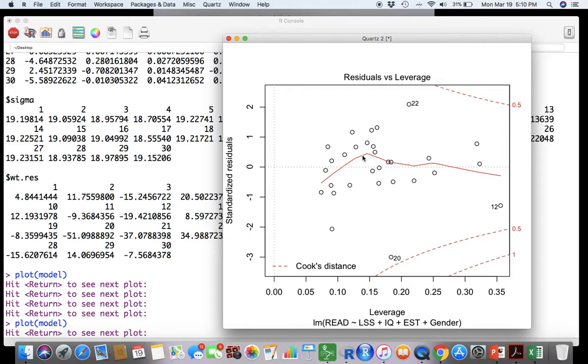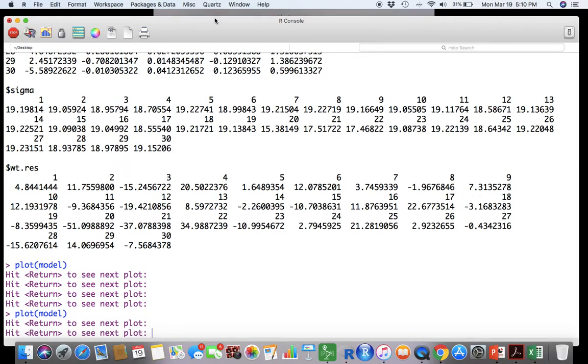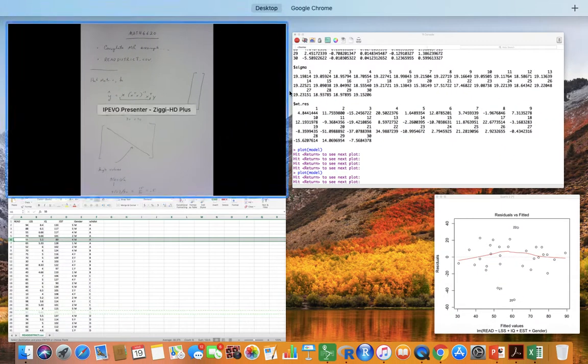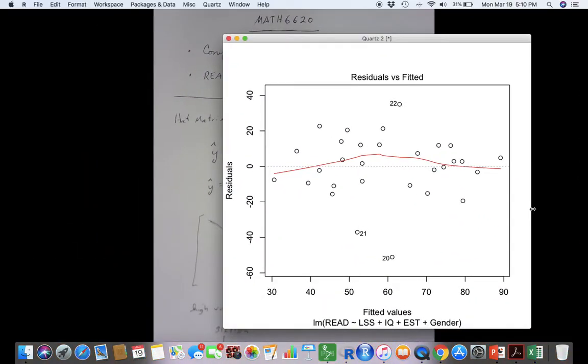The next thing that we get is, this is kind of clumsy. It's usually not like that.